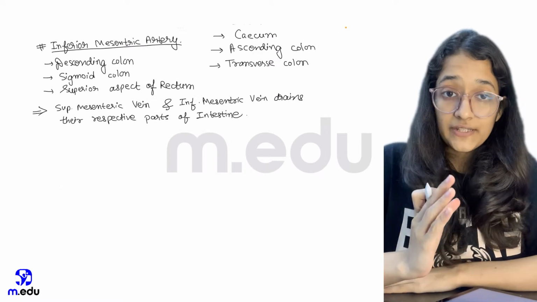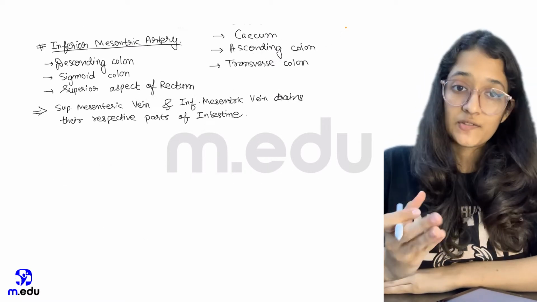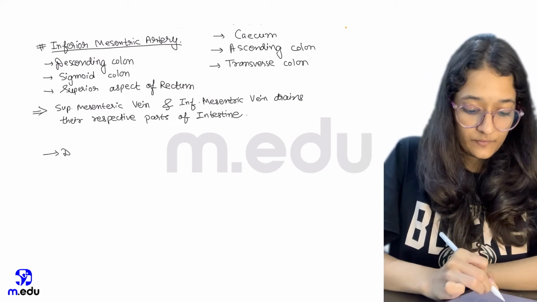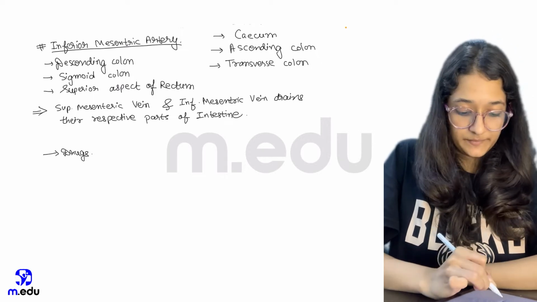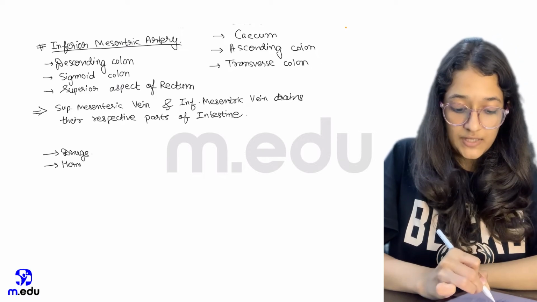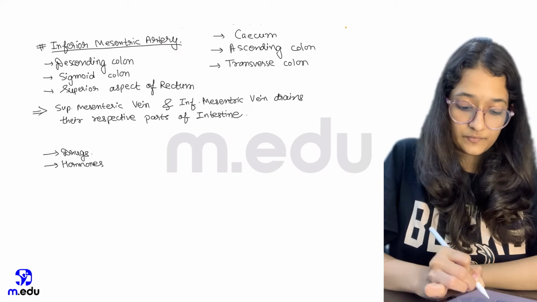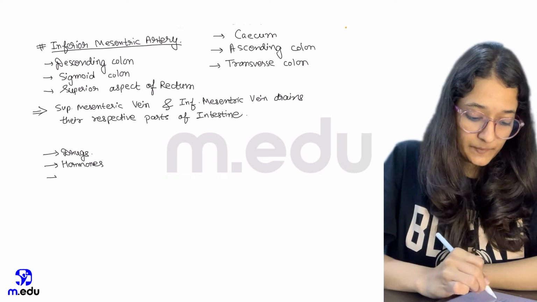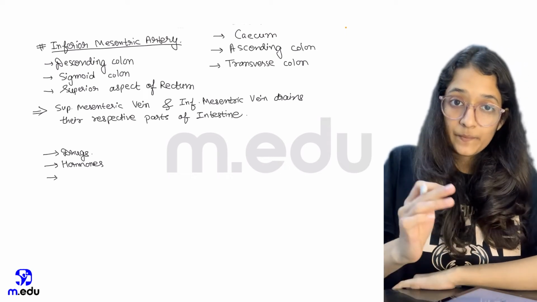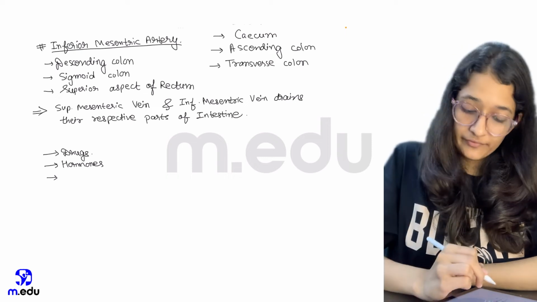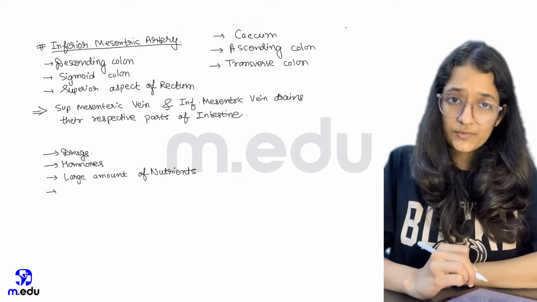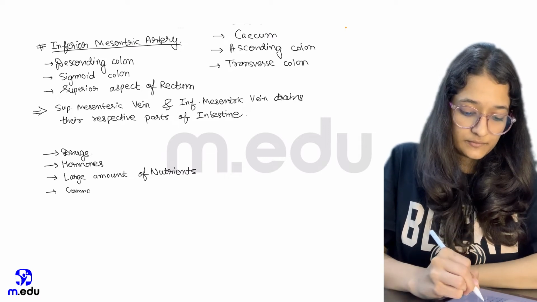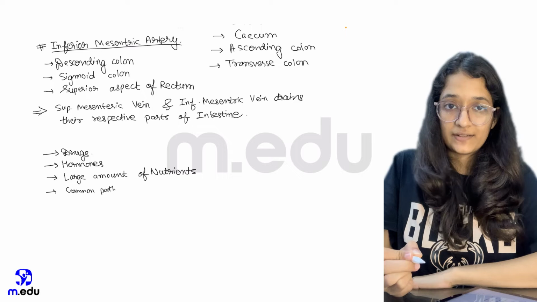So now, if we summarize what kind of substances the portal vein would be taking with it, we can say certain drugs, certain hormones like insulin, glucagon, somatostatin, etc. Importantly, the large amount of nutrients, and also some common pathogens like bacteria, viruses, toxins.